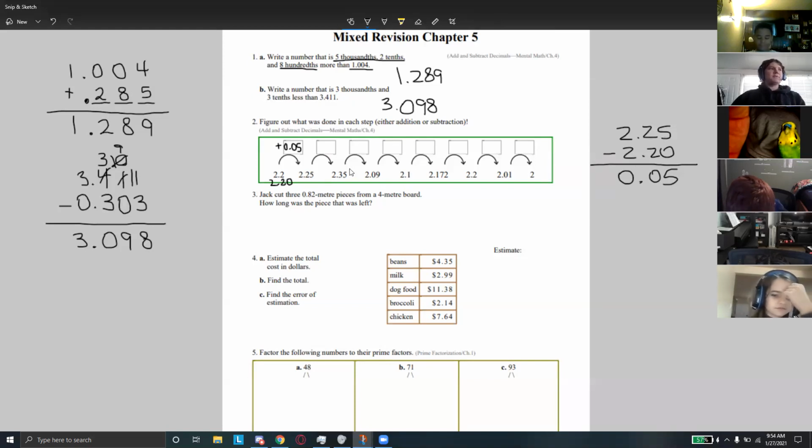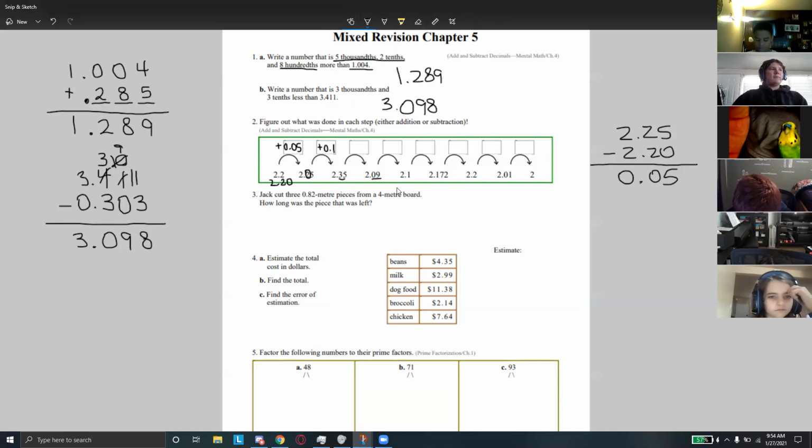I just need to add 5 hundredths to go from 2 and 2 tenths, or 2 and 20 hundredths, to 2 and 25 hundredths. Okay, now we're going from 25 to 35, and so we're just going to add 1 in the tenths place, so plus 0.1. Now we're going from 2 and 35 hundredths to 2 and 9 hundredths. So this time we're going to be going down from 35 to 9.